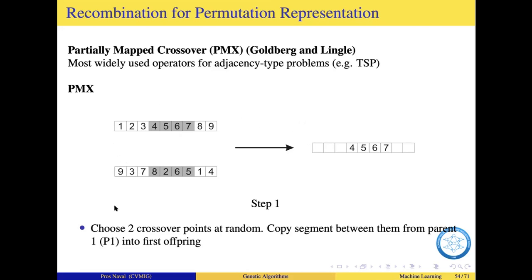For step 1, we choose two crossover points at random, say here and there, and then we copy the segment between them from parent P1 into the first offspring. So this part here, you copy there in your first offspring. That's for step 1.